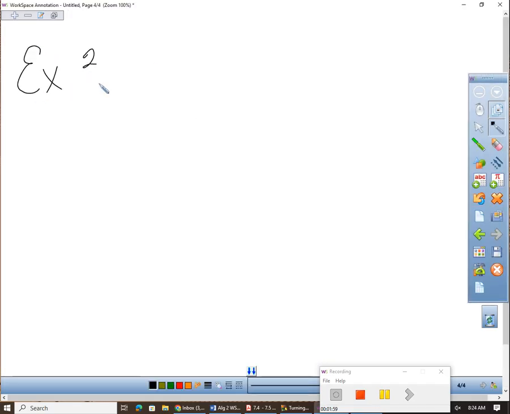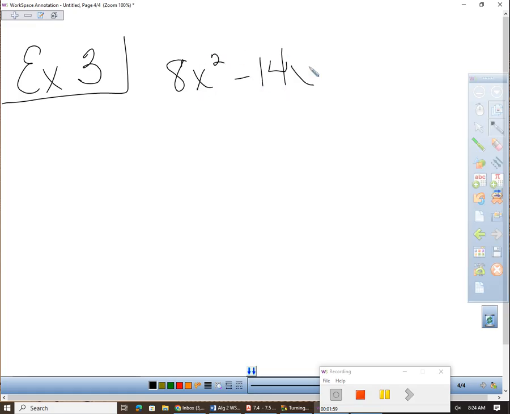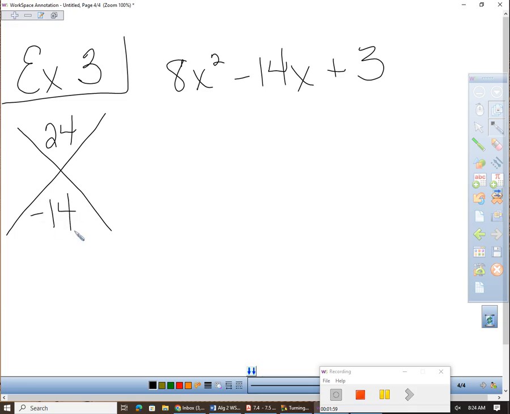Example number 3. How about 8x squared minus 14x plus 3? Is there a greatest common factor? Nope. So I draw my x. What number goes on top? 24. What number goes on the bottom? Negative 14. So what are my sides?